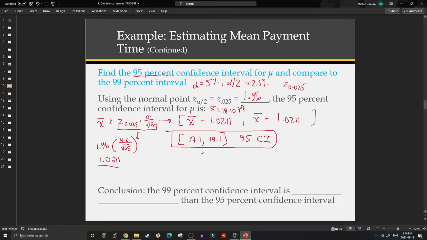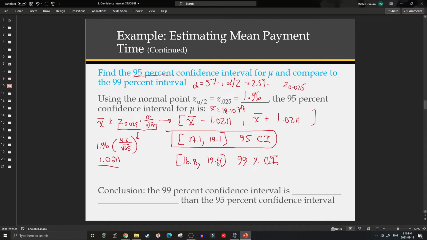Now, it says, can you compare it to the 99% confidence interval? Well, this range is 17.1 to 19.1. Now, if you flip back a slide, the 99% confidence interval was 16.8 to 19.4. This is the 99% confidence interval. So if you're comparing them, you'll notice that we're only 95% sure for this one that the mean actually lies between these two numbers. Now we're 99% sure the mean lies between these two numbers.